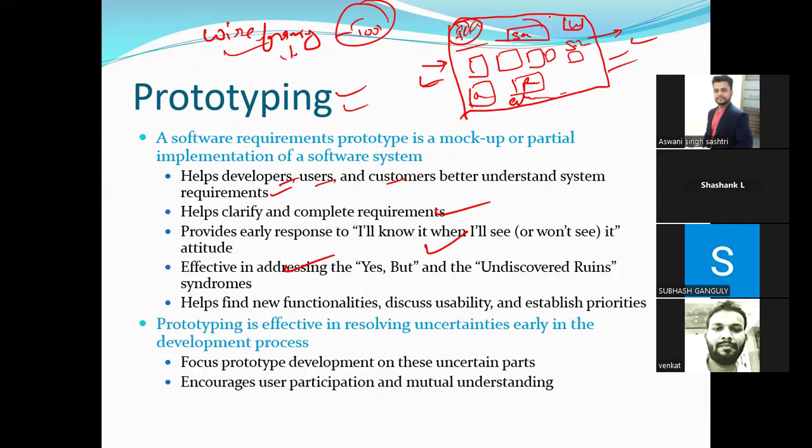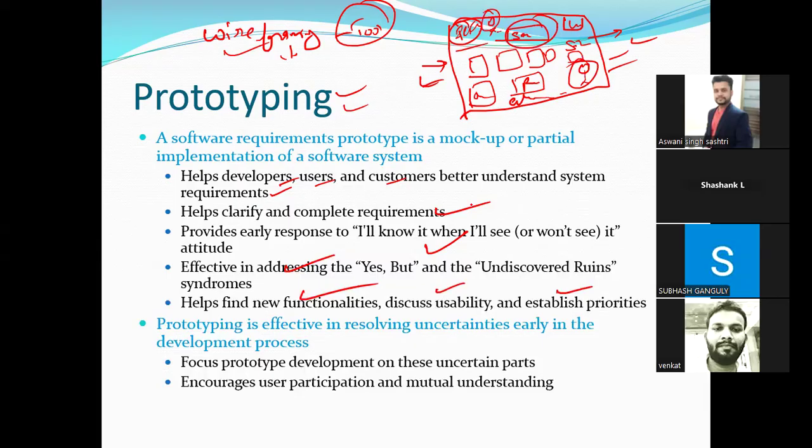यहाँ सर्च ऑप्शन तो है, but here I am looking for one chatbot also, या नीचे में चैटबॉट का ऑप्शन भी चाहिए. ये कब उनको याद आया? जब उन्होंने एप्लीकेशन को देखा. तो it helps to find the new functionality as well and discuss the usability and the priority. Prototyping is effective in resolving uncertainty early in the development phase.